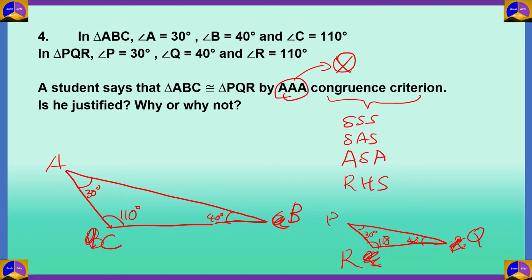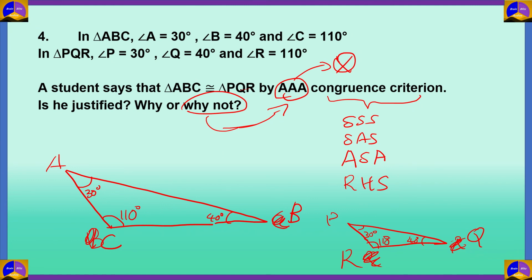So that means that the justification given by the student, triangle ABC is congruent to triangle PQR by AAA congruence criterion, is wrong. And the reason is that there's no such congruence criterion such as AAA.